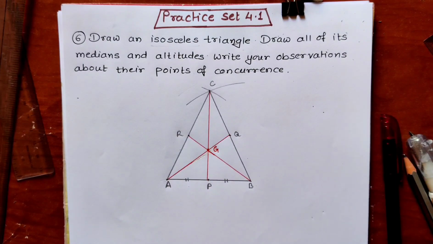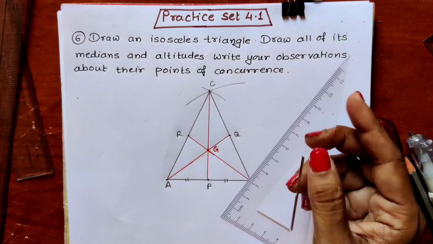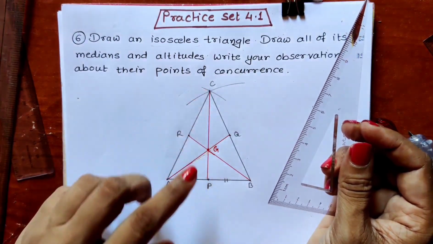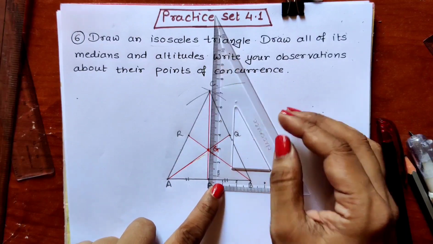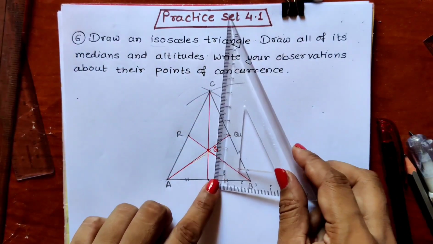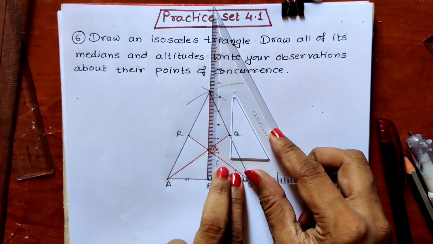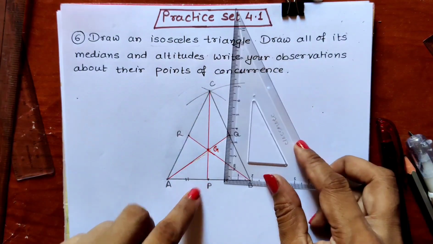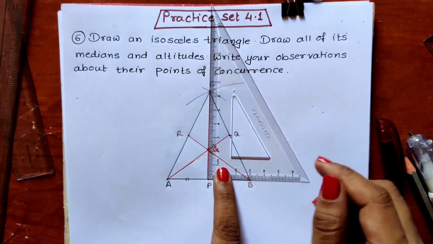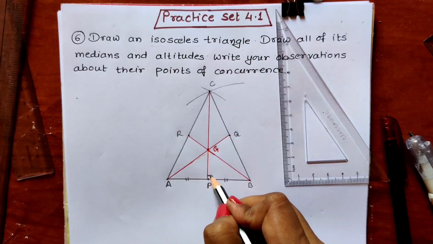Altitudes we all can draw by using our set square, we all know that. So we will be using a set square to draw the altitude. Let us see. First we will draw the altitude from point C on side AB. One side should match with side AB and the other side should pass through point C. We all know that this altitude and median will be the same. Can you see that? Median CP and the altitude CP. Median and altitude are the same here.